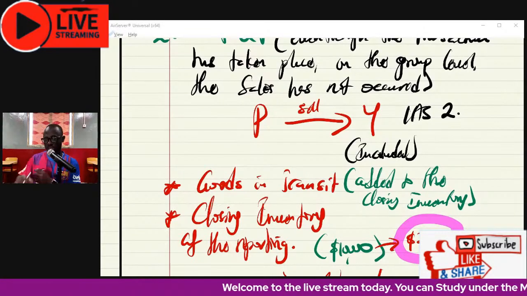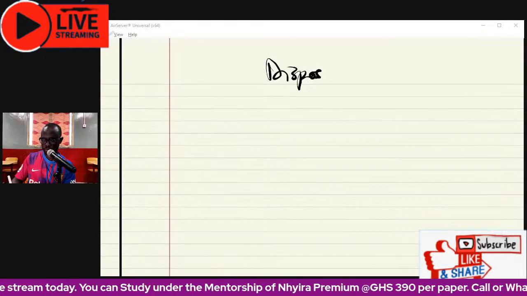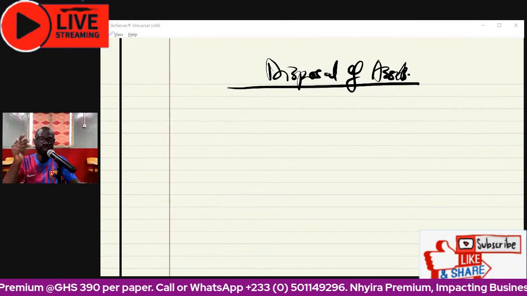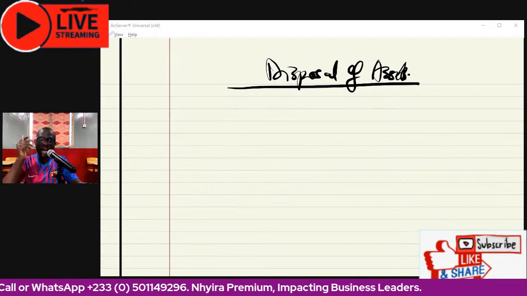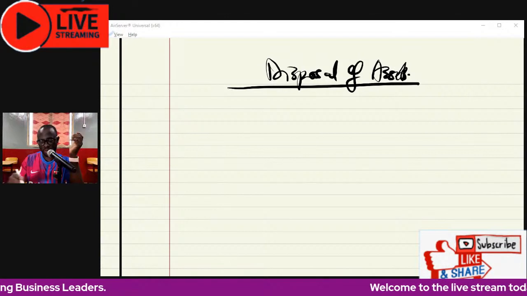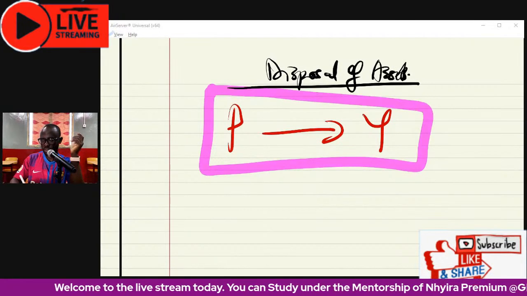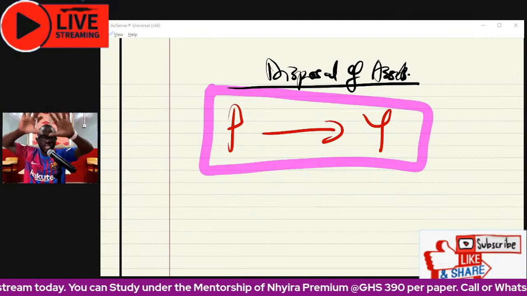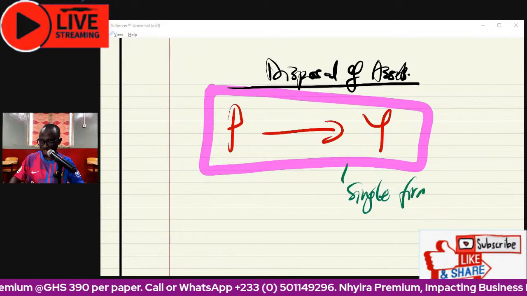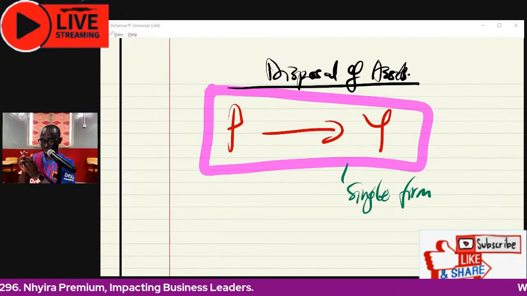Right. So now that we've dealt with inventory, let's look at disposal of assets. Now, when there is a disposal of assets, the asset has not been sold, literally. Because you see, on the group level, the two shall be one. So if we have P and Y, on the group level, the two shall be one. When we are looking at P and Y together, it is a single firm. That's why we are preparing a consolidated financial statement for a single firm.